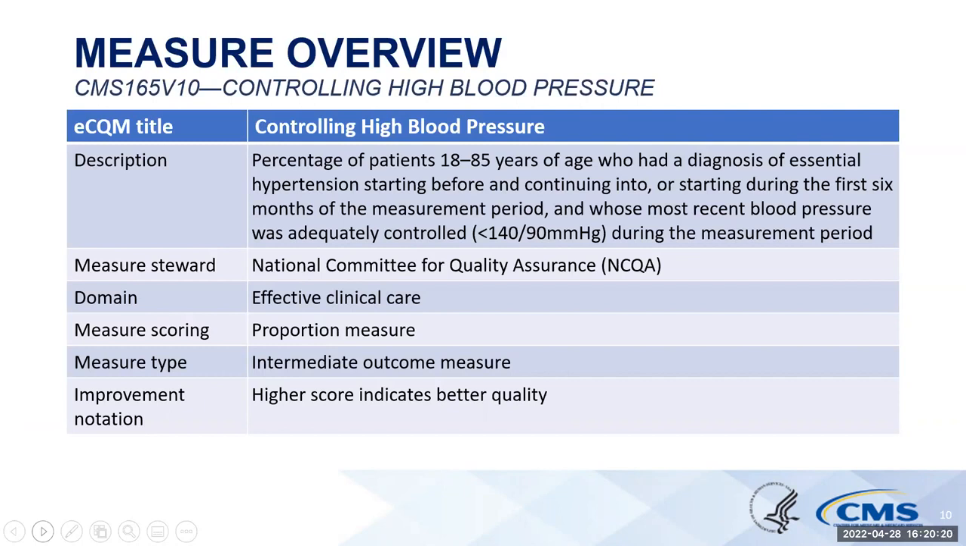This measure is a proportion measure that evaluates the percentage of patients 18 to 85 years of age who had a diagnosis of essential hypertension starting before and continuing into or starting during the first 6 months of the measurement period, and whose most recent blood pressure was adequately controlled during the measurement period. It is an intermediate outcome measure, and a higher score indicates better quality of care.